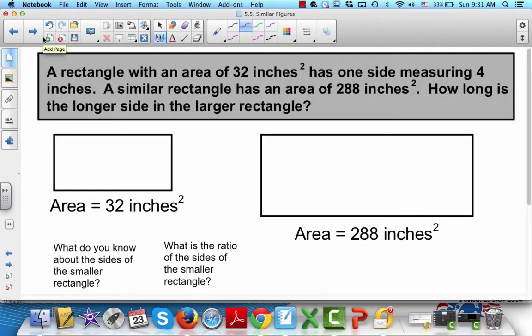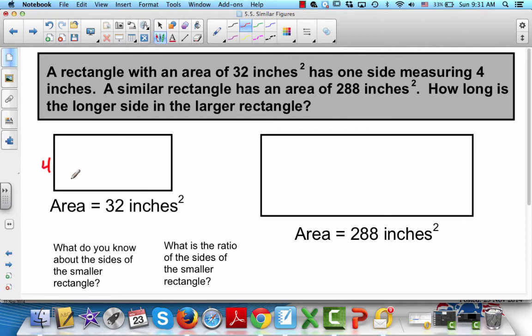So we've got a rectangle with an area of 32 inches squared. It has one side measuring 4 inches. A similar triangle has an area of 288 inches squared. How long is the longer side in the larger triangle? Oh my goodness. So what do you know about the sides of the smaller triangle? Well, we know that one side is 4 because it was given to us.